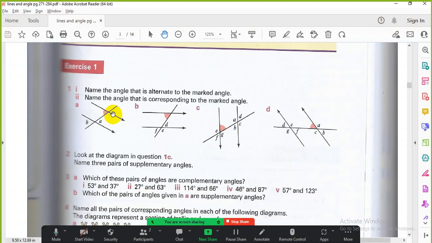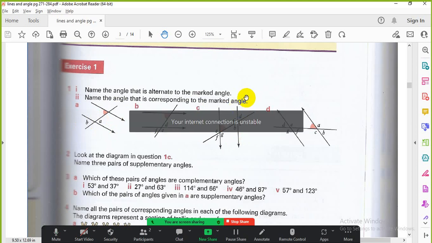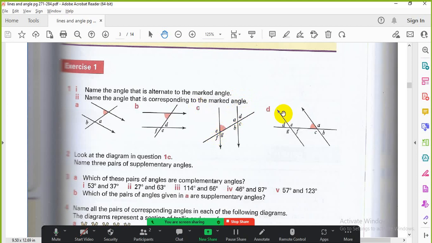Right. Corresponding angles. First diagram. Obviously it is B. Second diagram is E. Is F. Third diagram. D. So there is only one angle? Yeah, one angle only. Singular angle. So third diagram, simply D. Fourth diagram. D. Very good. No, D only. D.